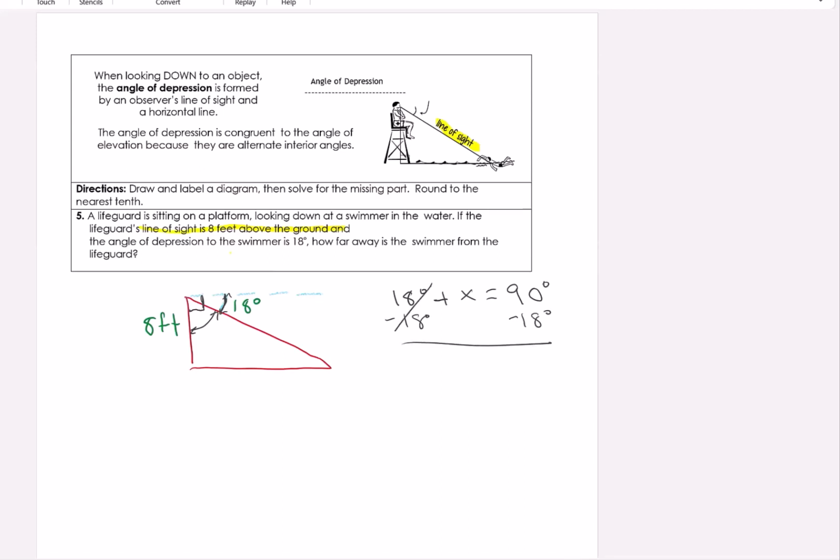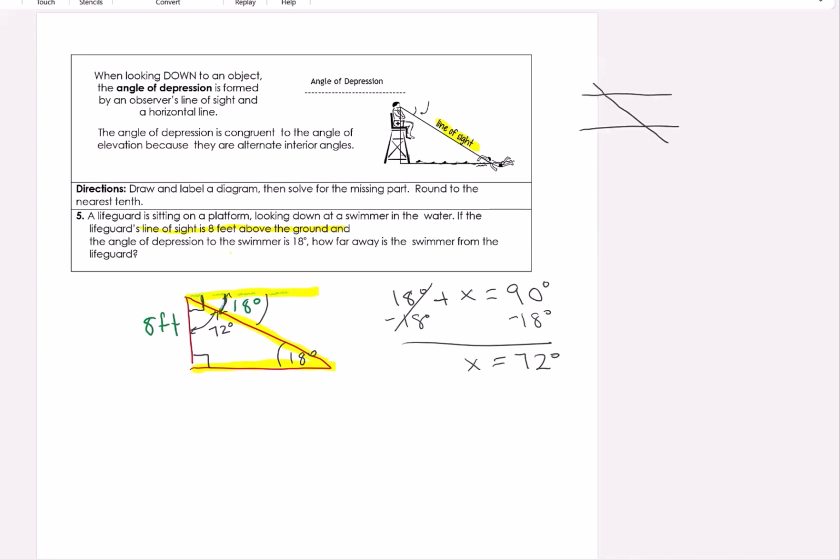This cancels and I get x equals 72 degrees. So now I know this angle is 72 degrees, which really helps me because this angle right here is 90. And if that angle is 72 and that angle is 90, I assure you this angle also is 18 degrees. How do I know that?